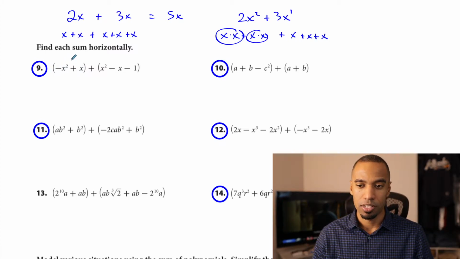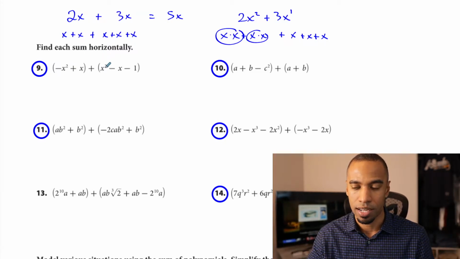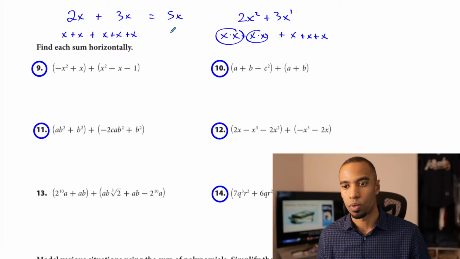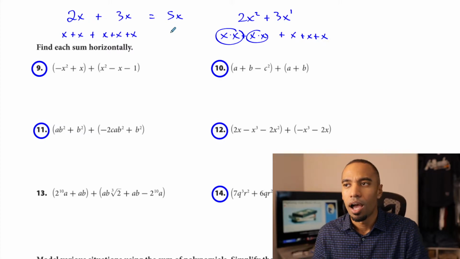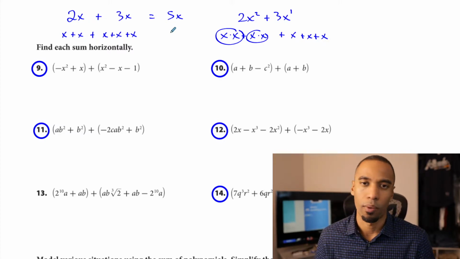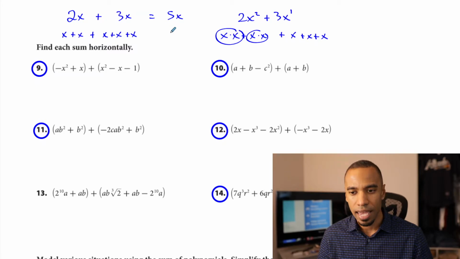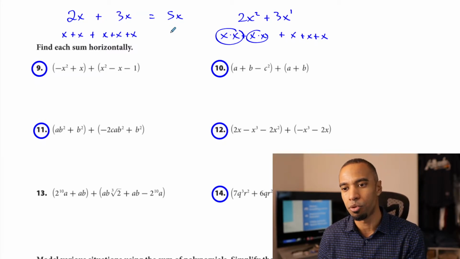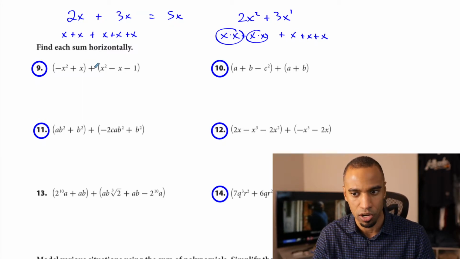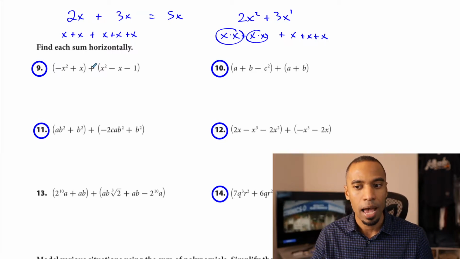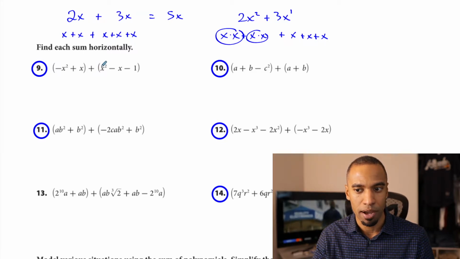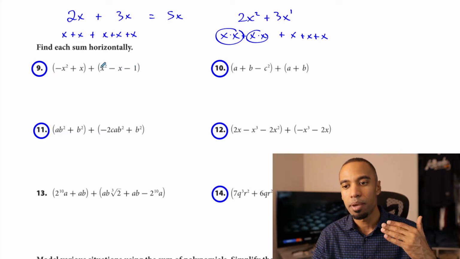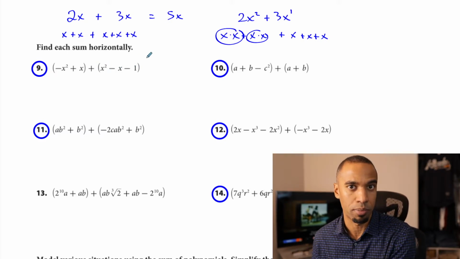Negative x squared plus x, that quantity, plus the quantity x squared minus x minus 1. Now again, why are the parentheses there? You got me. I have no idea. What I can say is that we can safely remove them so long as it's just addition that's occurring here. Because what happens is when we add a positive, we're left with a positive. When you add a negative, you're left with a negative. Basically, the signs that you see are the signs that they will become.